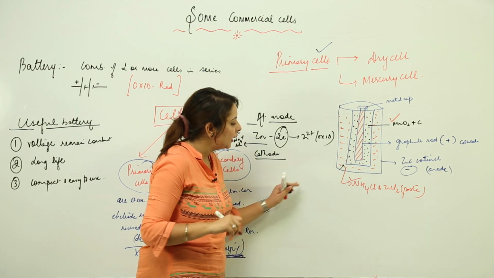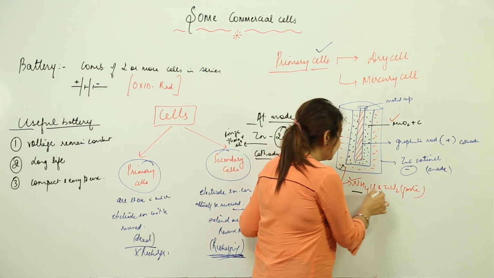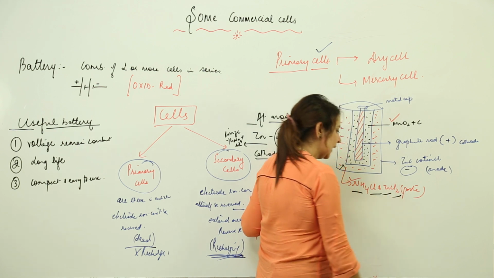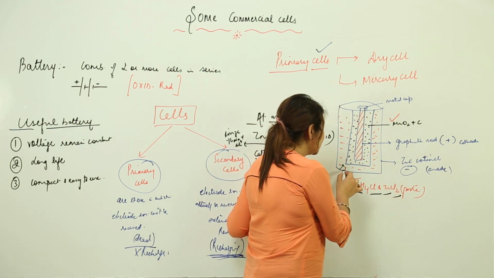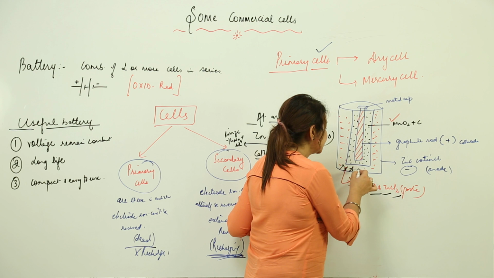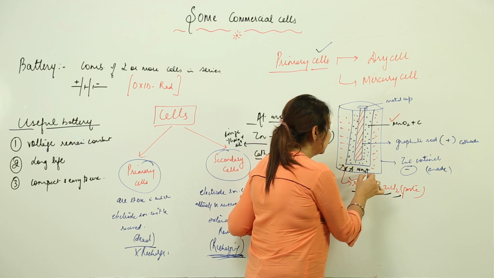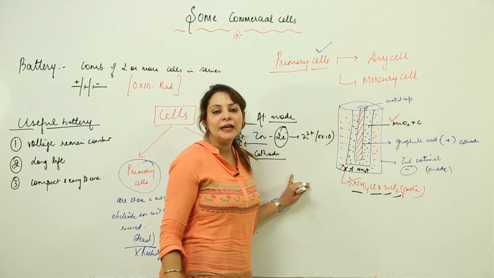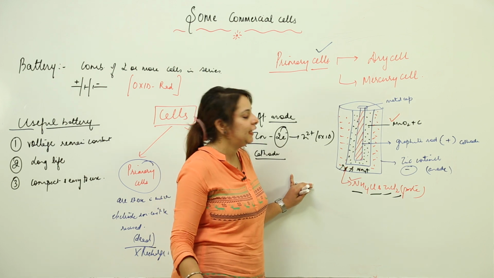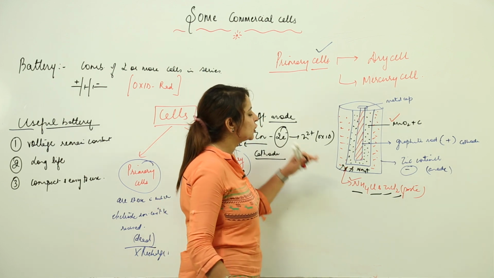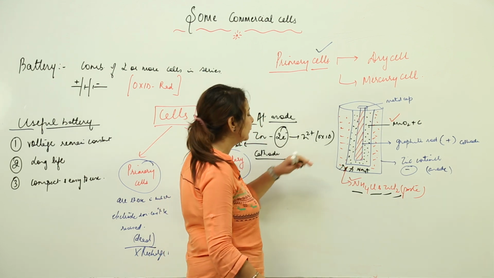So when they are passing, we have the ammonium ions, the chloride ions, the zinc ions and the chloride ions. When the electrons move from here to here, they are going to ionize or discharge the ammonium ions from the electrolyte. So along with the electrons, the ammonium ions will also move there.